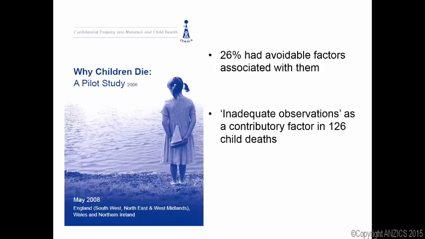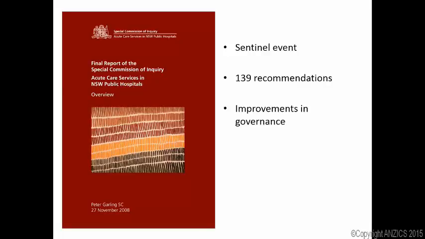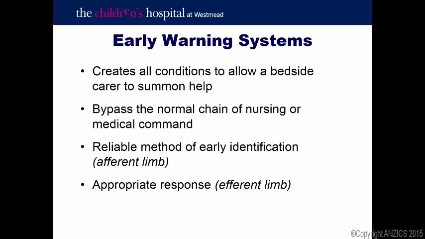This paper from the UK back in 2008 identifies why children were dying. 26% had avoidable factors, and out of 126 of those patients, many had inadequate observations. So the evidence is there. It's telling us that we've got a problem. The Garling inquiry into New South Wales public hospitals in 2008 was really based around the sentinel event of a 16-year-old child who died in an adult hospital. Again, there was evidence of a lack of observation and lack of supervision for that patient. So I think we know there's a problem. We no longer need to look for it.